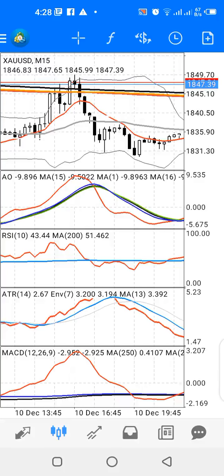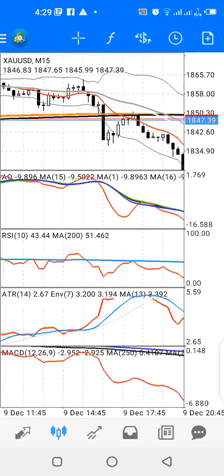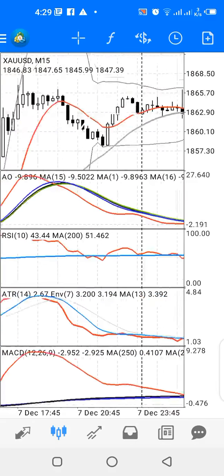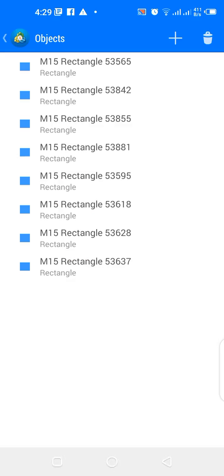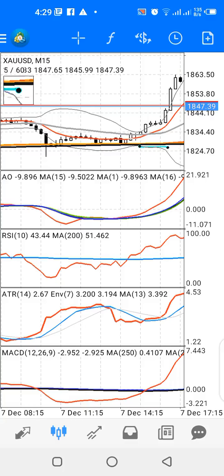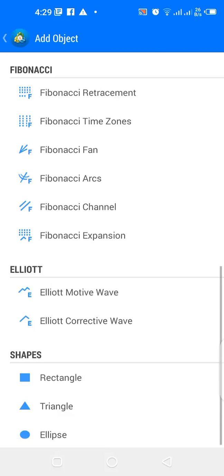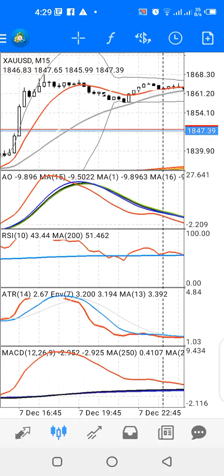This is the line I'm talking about here, the black, orange, and red line tells us that the trend is bearish. This is the line, that is what we are talking about.